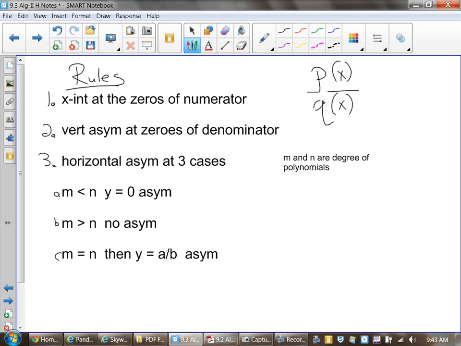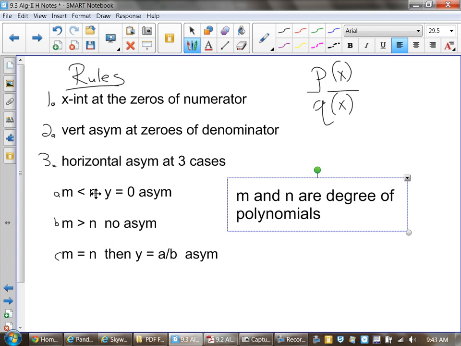The rules that happen here is that you're going to have possible x-intercepts. Your x-intercepts are always going to be the zeros of the numerator, which means, again, we'll probably have to factor. The vertical asymptotes are going to be the zeros of the denominator. Again, we're probably going to have to factor. And then horizontal asymptotes can occur at three possible variations. These m and n's are going to be what they call the degrees of the polynomial, and that's what I kind of brought to the side here. And I'll let you guys write this up, and I'll start to show you some examples here.